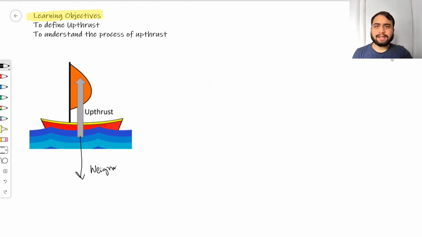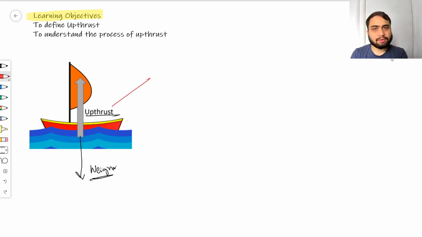Now, we want to understand what upthrust actually is. So let's first have a look at this boat over here. We can see that the boat is just there in the ocean and it's floating. That's a very important point. And we know that everything has a weight and that weight is always acting downwards towards the center of the earth. And so that's our weight there. But for the boat to actually float and stay still, to be in equilibrium, we would need an equal and opposite force acting upwards against the boat. That is called upthrust. So that's what we're going to be looking at today.